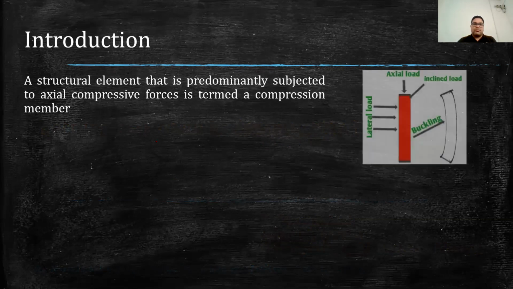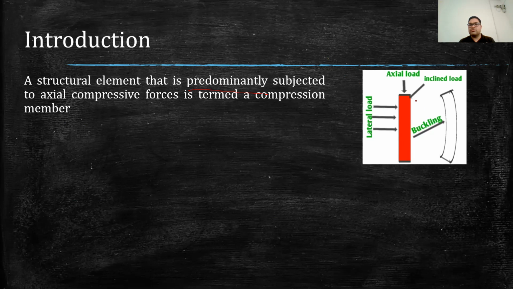And so here you can see, as I said, primarily or predominantly, it means the member may be subjected to some other forces also, but primary force will be compression force. So those members are known as compression members.